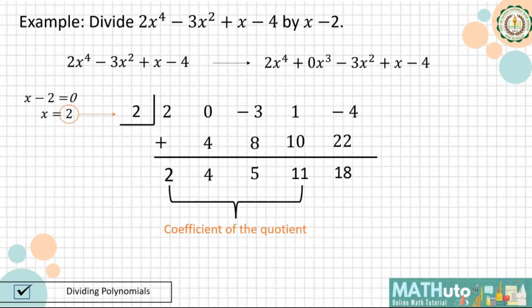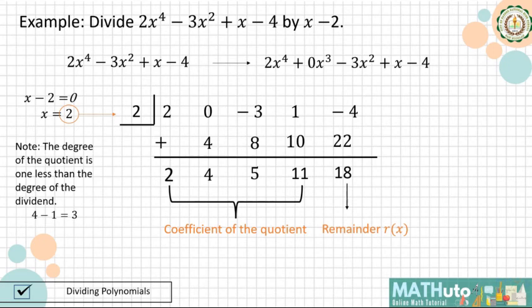In this case, 2, 4, 5, and 11 are the coefficients of the quotient. And 18 will be the remainder, or r of x. Again, note that the degree of the quotient is 1 less than the degree of the dividend. So you have 4 minus 1 equal to 3. Meaning, the degree of this quotient will be 3. Meaning, we have 2x cubed. And then let us write a plus sign between x cubed and 4 since 4 is positive. Then write x squared after 4.